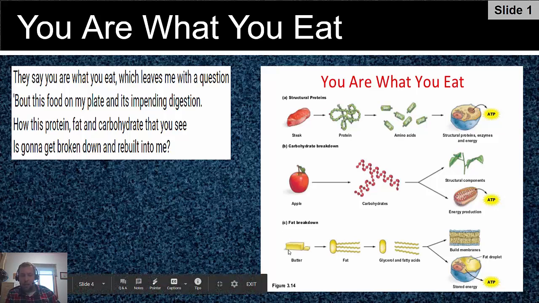Another example would be fat production. Fat is made up of glycerol and fatty acids, like lipids and things like that. When those get broken down and taken to your cells, they're used to build up your cell membranes, but also used as storage for energy for later. So technically, you are what you eat. It's not exactly looking the same as what you ate, but it gets rebuilt into you.